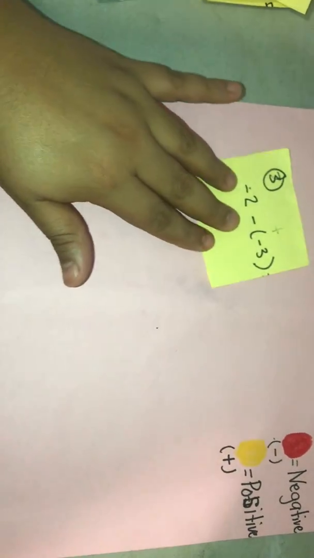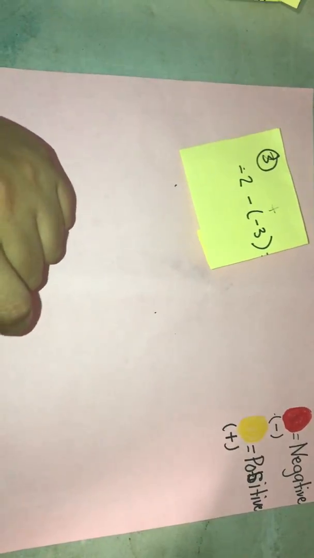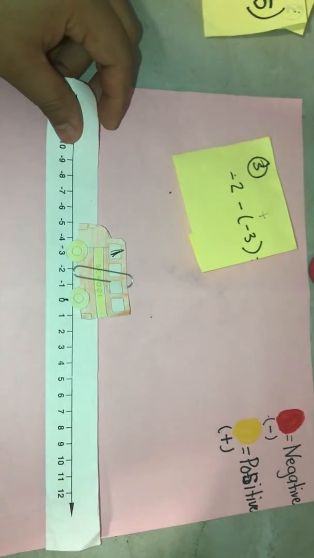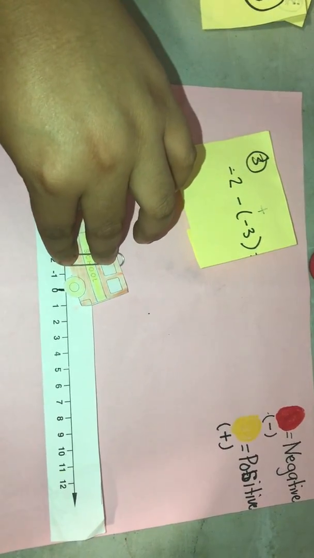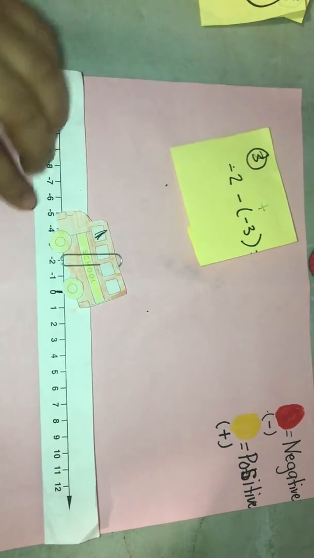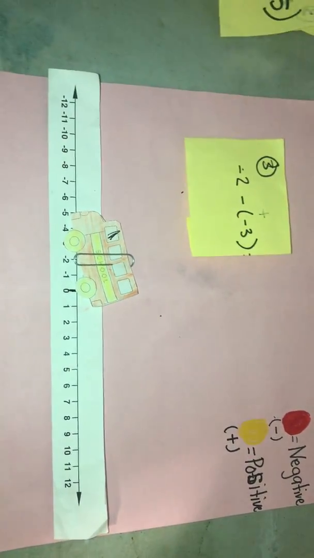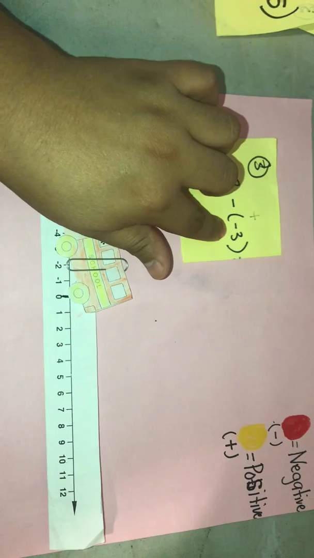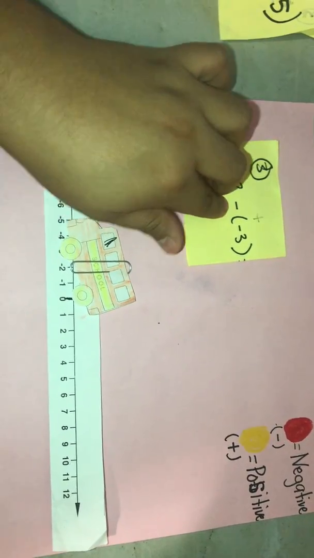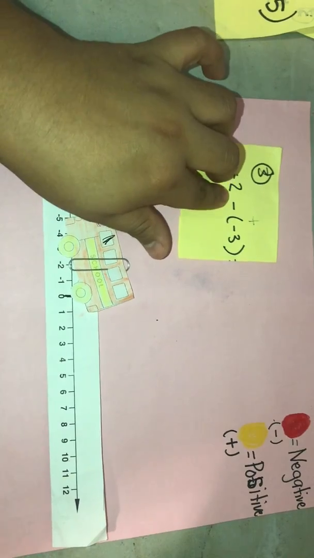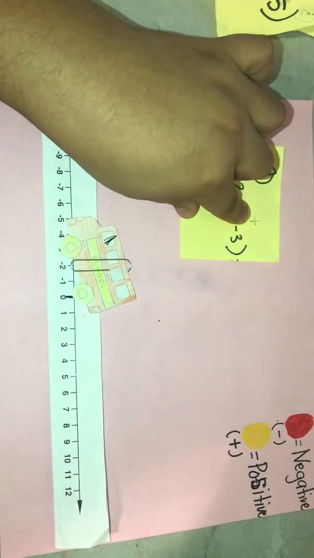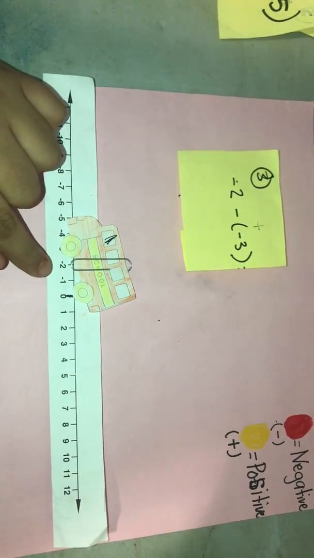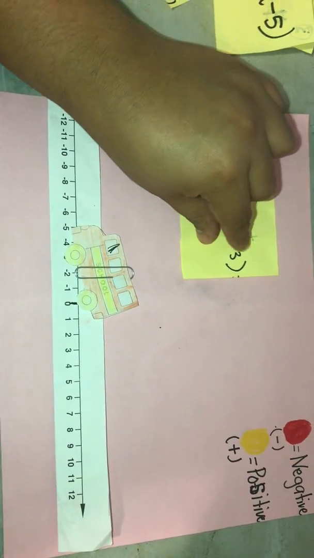And last but not least, negative 2 minus negative 3. Let's use our number line. It's going to be a negative 2 because there's a negative. But we have a little discussion here. When there's a subtraction and a negative next to each other, they turn into a positive addition. So in this case, there's going to be negative 2 plus 3.